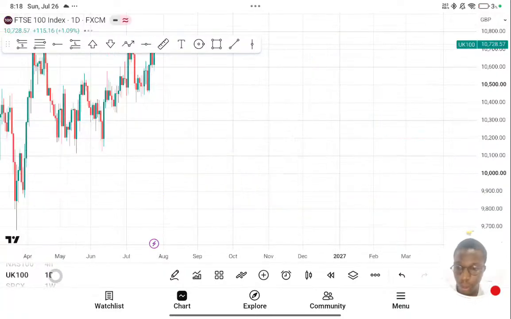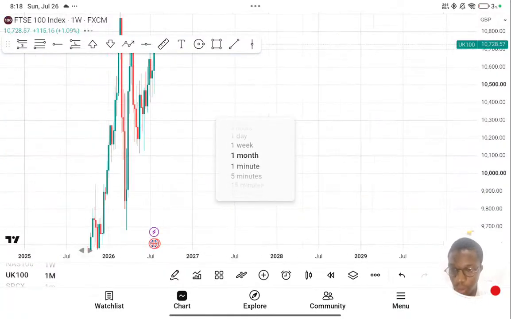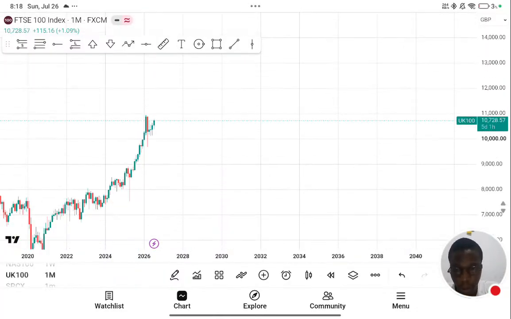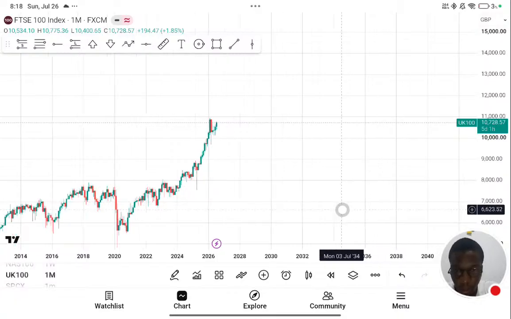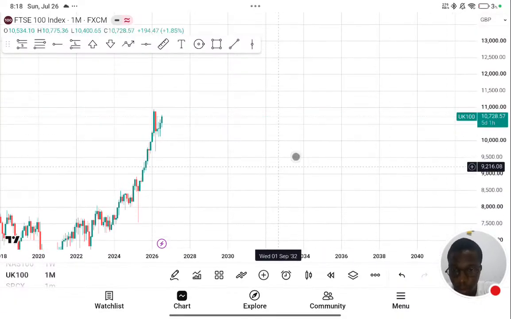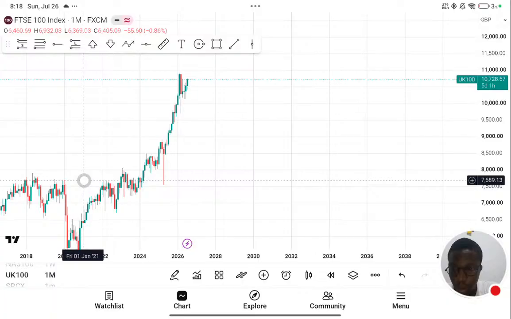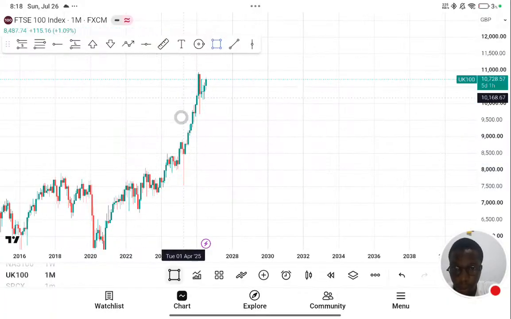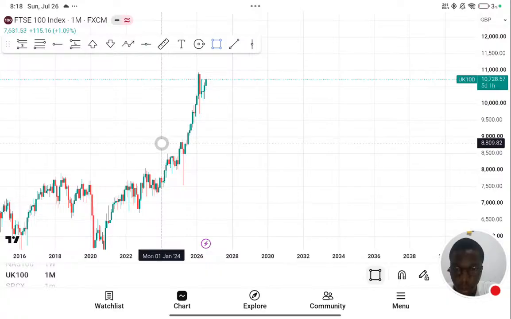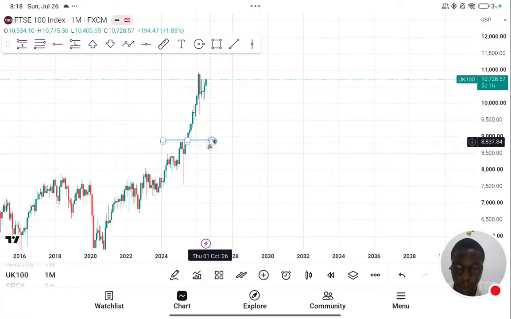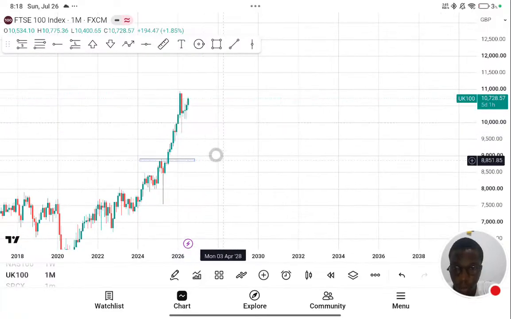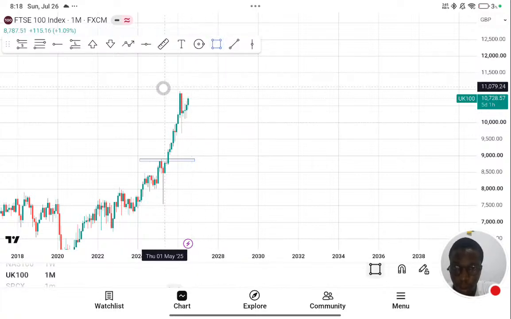Let's go to UK 100. What's happening? It's been bullish too. So this was the previous high created. It never came back to test it, and it's just been giga bullish. So now price is in this range right now.